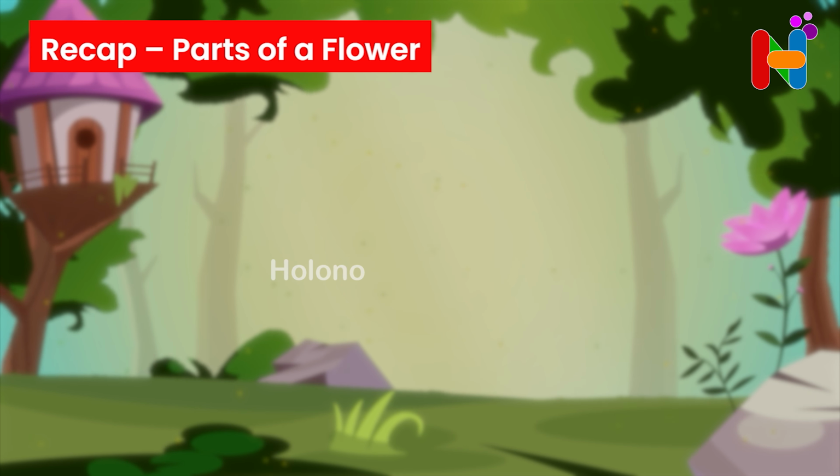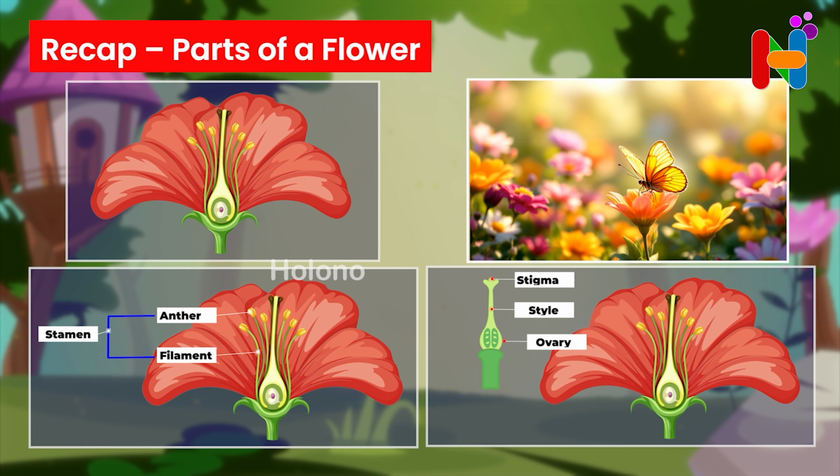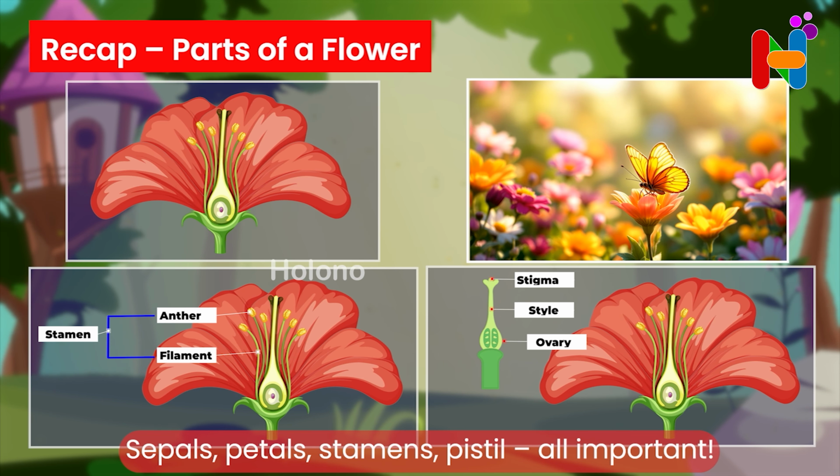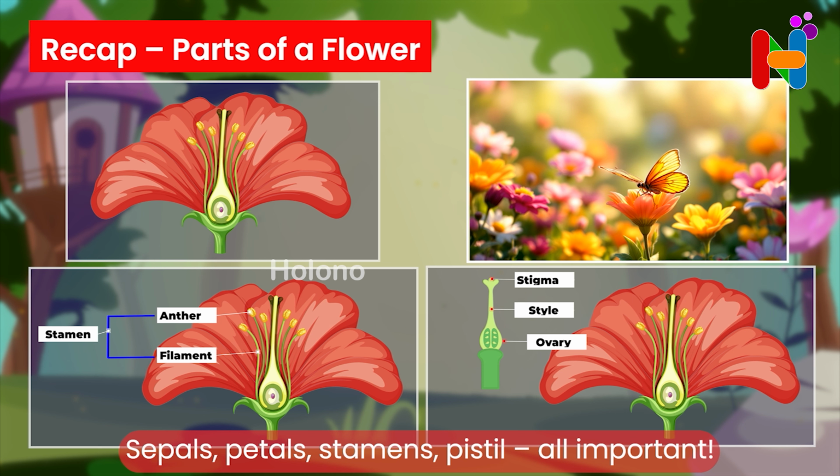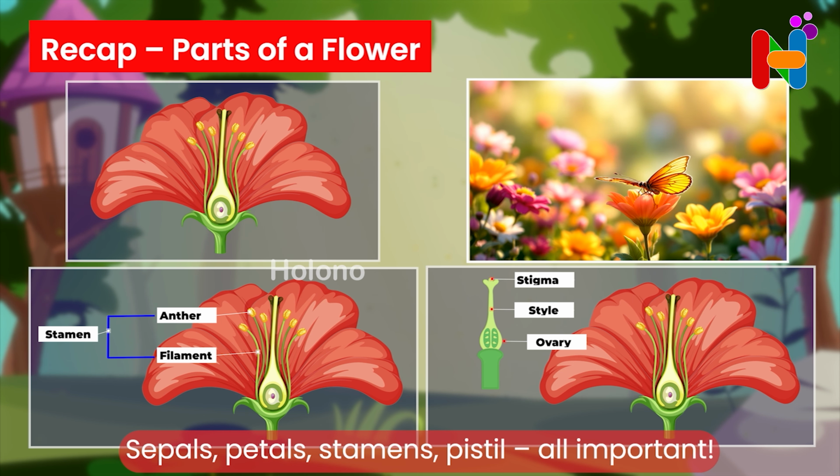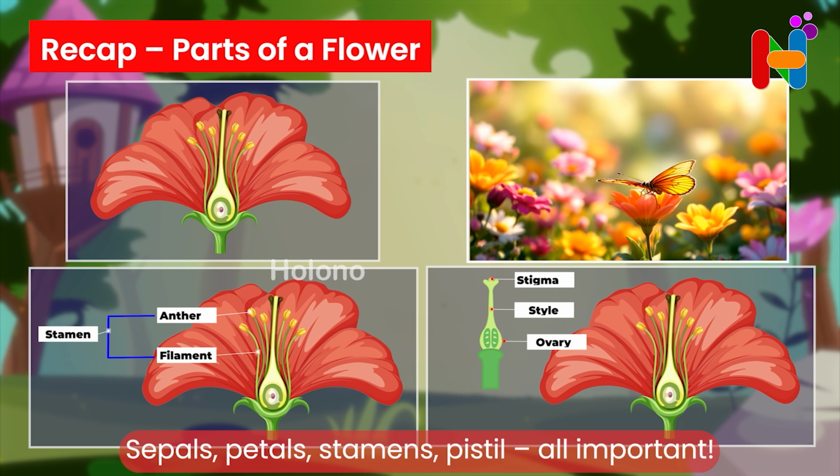Recap: parts of a flower. Let's revise what we've learned. Sepals protect, petals attract, stamens make pollen, and the pistil helps make seeds. Every part of a flower has a job.